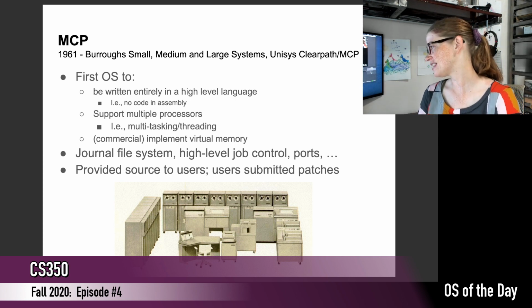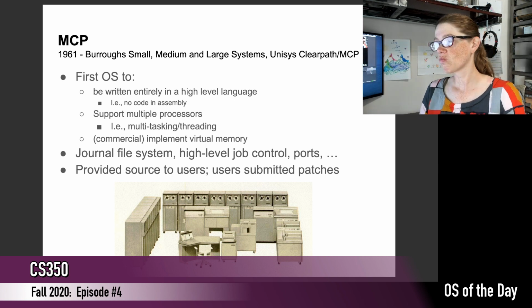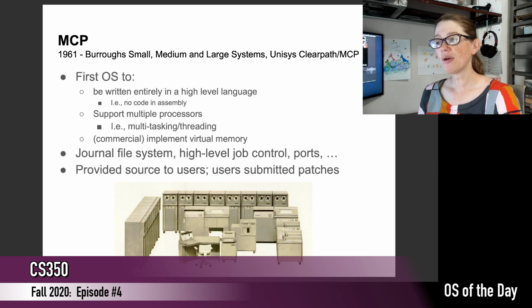Now, it also offered a large number of other things that we use today or have evolved from MCP into operating systems that we use today. So, journaled file systems, guess what? Burroughs MCP was one of the first operating systems to do that. They also had high-level job control, discussion of ports.